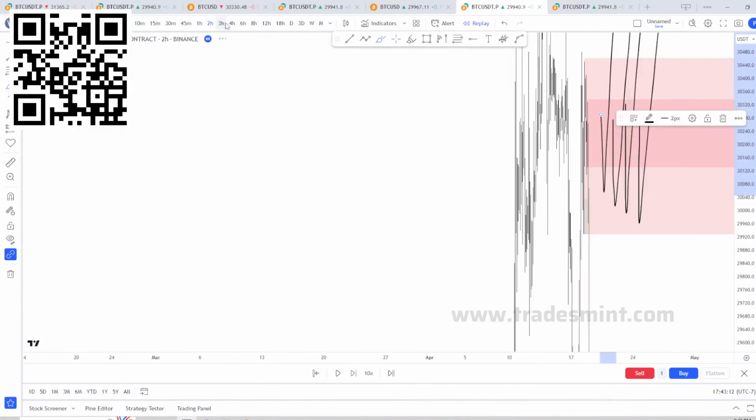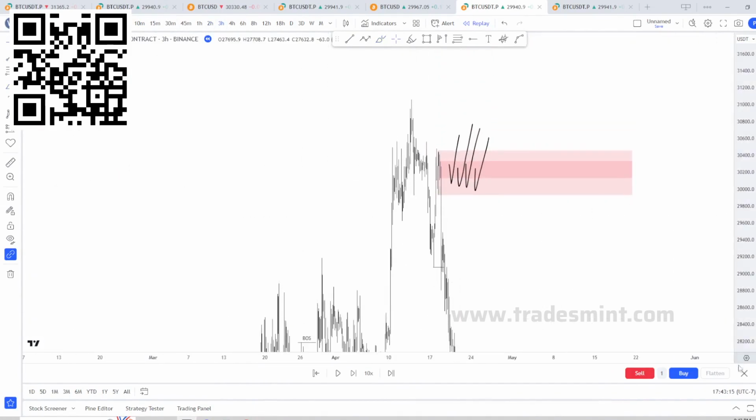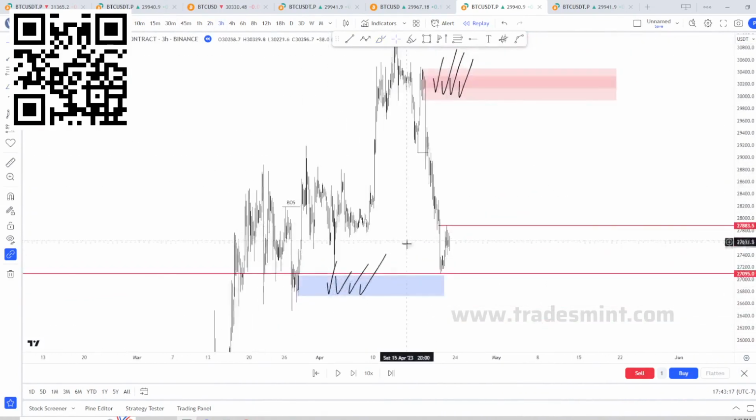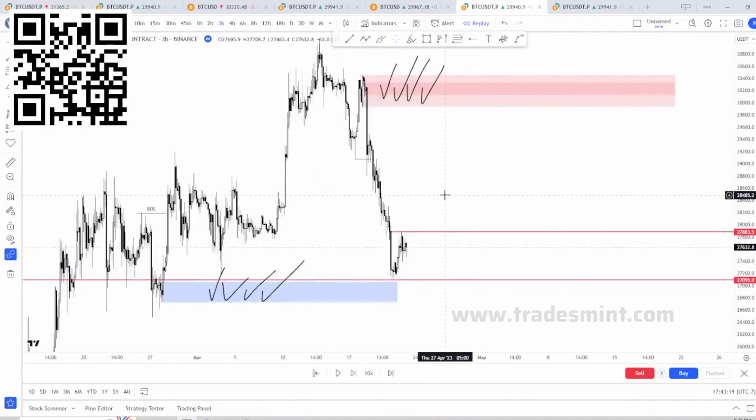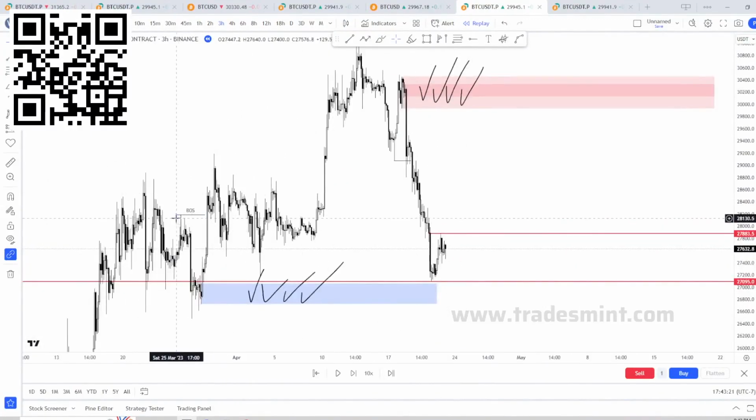Okay, we'll go back to the 3 hour. We got 4 checks on this zone and we have 4 checks on this zone. Excellent. So this is a way to validate our points of interest. Now, again, are we going to limit order these zones?